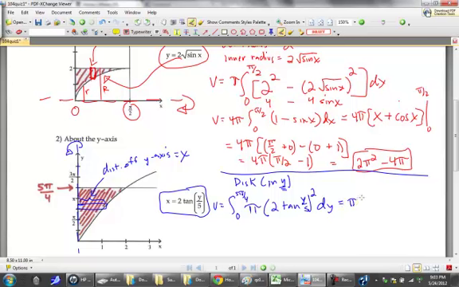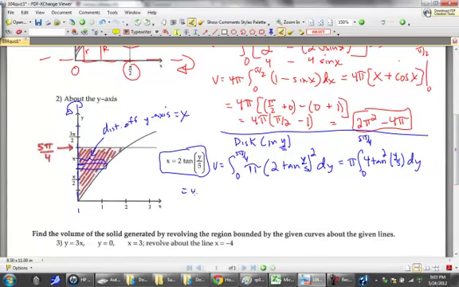Pull the pi out. 0 to 5 pi over 4. And we square the 2, we get a 4. We square tan, we get tan squared. Well, how do you integrate tan squared? You have to use a substitution, let's call it a trig identity. 1 plus tan squared is secant squared. So tan squared will be secant squared minus 1.